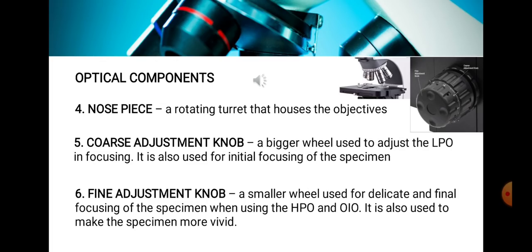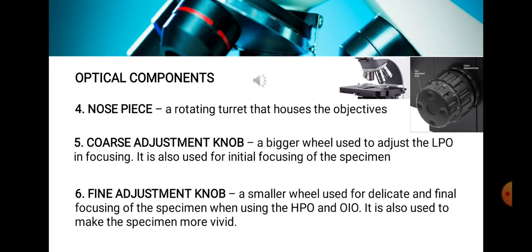We also have our nosepiece, or the revolving nosepiece. It is a circular structure where the different objective lenses are screwed. To change the magnification power, you simply rotate the turret.